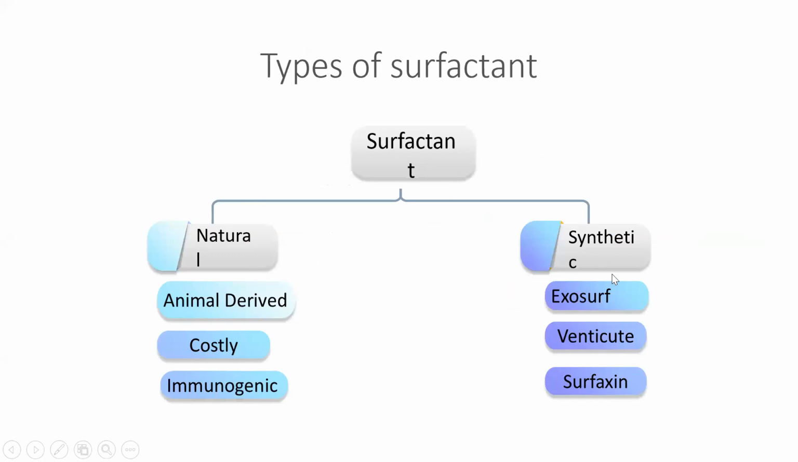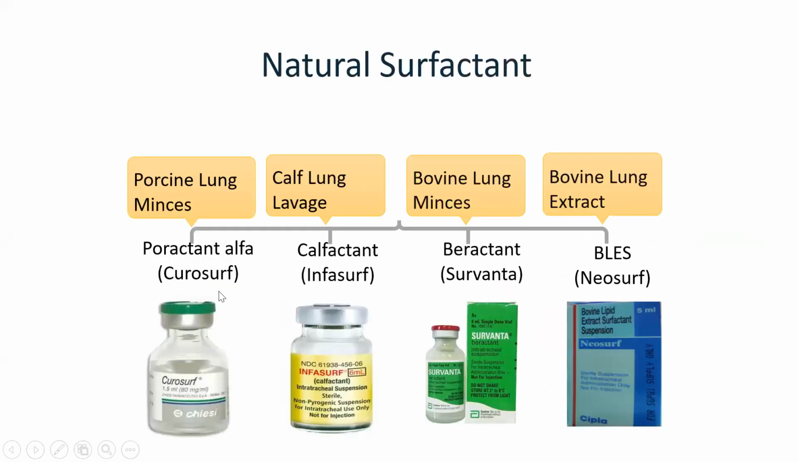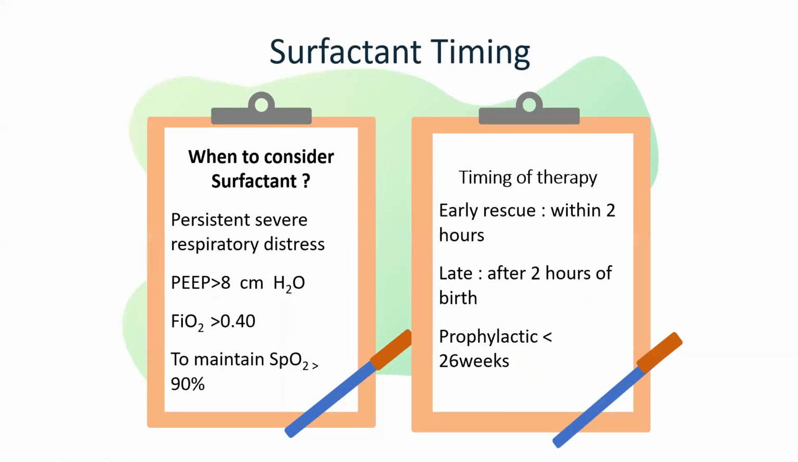So surfactant could be natural or synthetic. Natural surfactants are animal derived and are costly. Synthetic surfactants are not much costly, but they are not at par with the natural surfactants mostly. These are a few examples which are available in our country: the Curosurf, Survanta, and Neosurf. The Curosurf is from the porcine lung, the Survanta is from the bovine lung, and Neosurf is from the bovine calf surfactant.